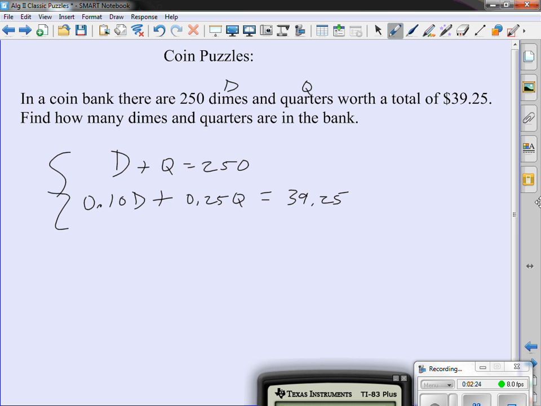Now, a lot of you don't like those decimals. Okay, D plus Q equals 250. I don't like the decimal. How many decimal places do all of these have? 2 here, 2 here, 2 here. So I'm going to go 10D plus 25Q equals 3925. 10 cents is a dime, 25 cents is a quarter, so that means I have 3,925 cents. That's all I've done.